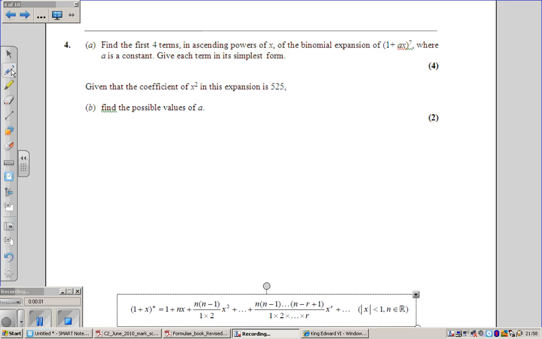Question 4. This is a binomial one. Find the first 4 terms in ascending powers of x of the binomial expansion of (1 + ax)^7, where a is just a constant. Give each term in its simplest form, 4 marks.